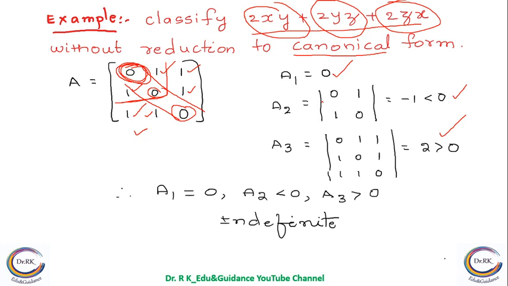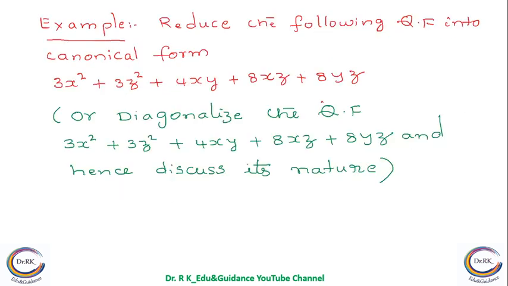if the signs alternate, that is A1 is negative, A2 is positive, A3 is negative, and so on, then it is negative definite. In the same way, if any principal determinant becomes 0, then it becomes semi-definite. If it fails to fit into any of these cases, then we call it indefinite. Right? So this is how we can discuss the nature of a quadratic form.